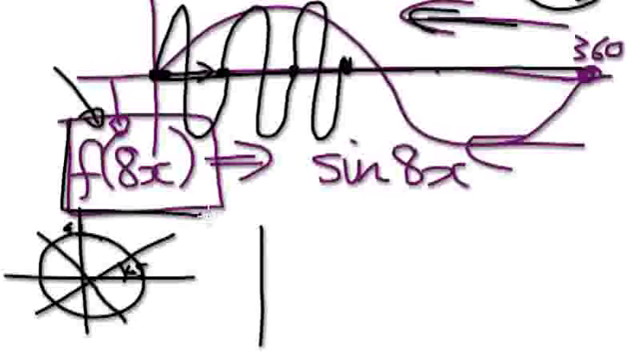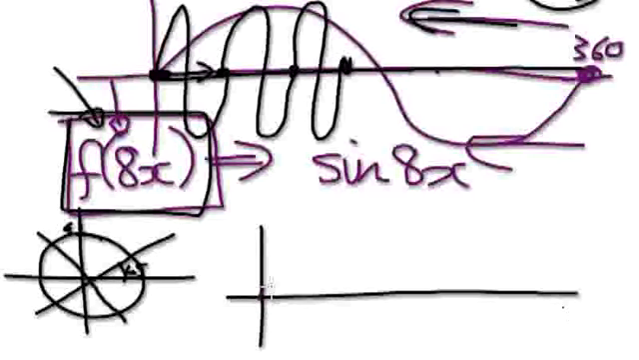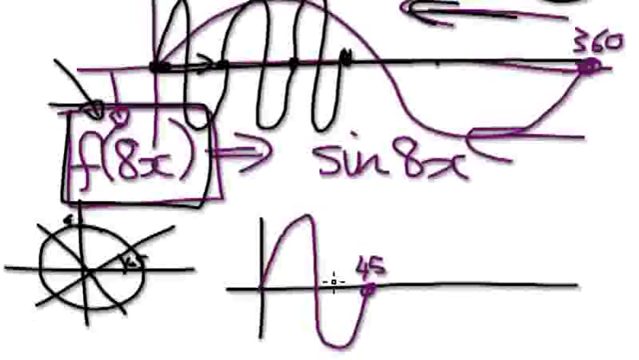Well, anyway, after applying this transformation here, our graph will look like this. It will look something like this, not to scale. So this here will be 45. So the period is 45.